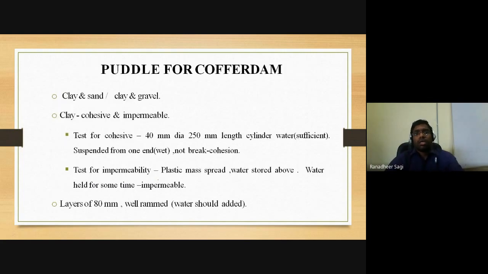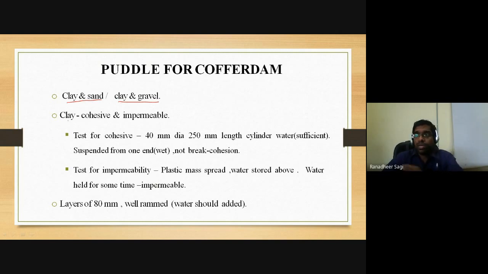Okay, so as I was talking about the puddle material which we are going to be using to ensure that the leakages which are expected to happen can be minimized. So that puddle material that we are going to be making use of is nothing but a combination of clay and sand or clay and gravel. So depending on the size of the void, you are going to be typically using the type of combination of clay with sand or clay with gravel to minimize those leakages that are expected to happen through the cross section of your cofferdam.